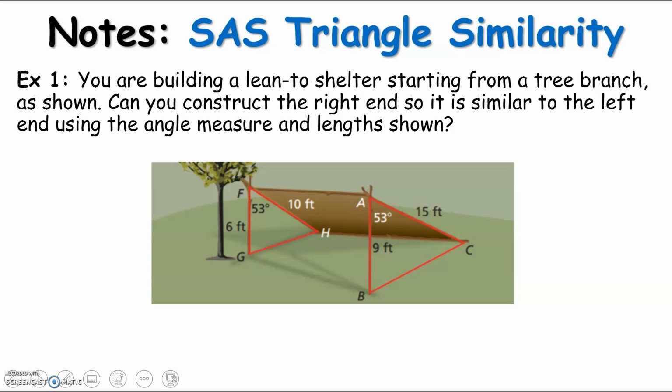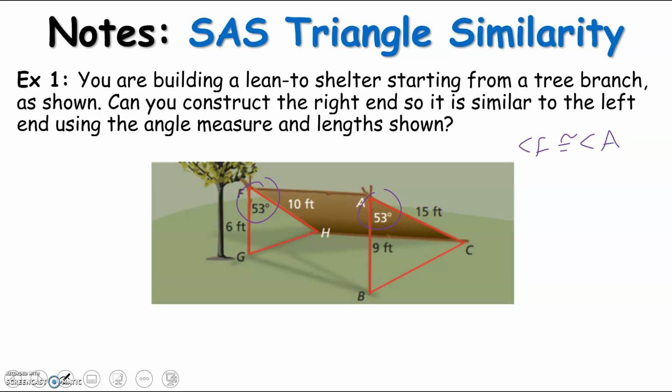You're building a lean-to shelter starting from a tree branch, as shown. Can you construct the right end so it's similar to the left end using the angle measure lengths shown? So what we're going to do is first note the angles. We can see here that angle F is congruent to angle A.